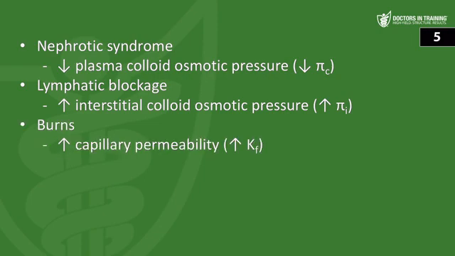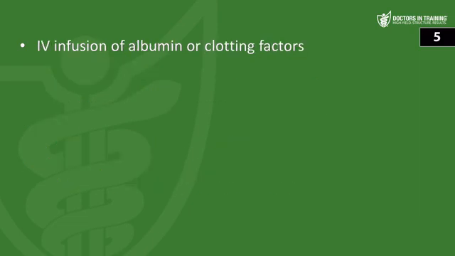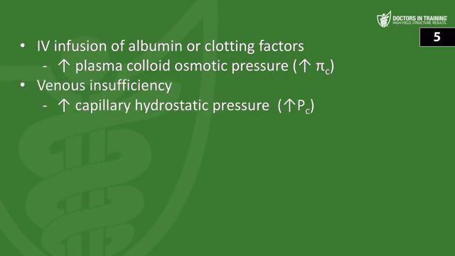Burns will increase capillary permeability, just like with infection and toxins. And in diuretic administration, the diuretic reduces the hydrostatic pressure in the capillaries, so less fluid is going to be forced out of the circulation and into the interstitium. IV infusion of albumin or clotting factors would increase plasma proteins and increase the plasma colloid osmotic pressure. And venous insufficiency increases capillary pressure and increases local edema.